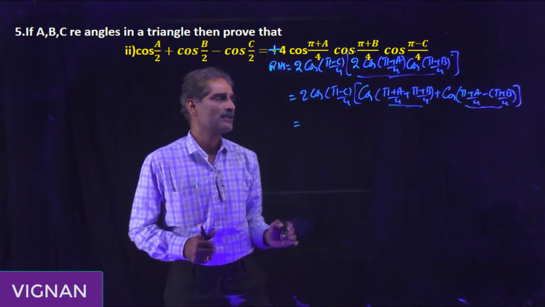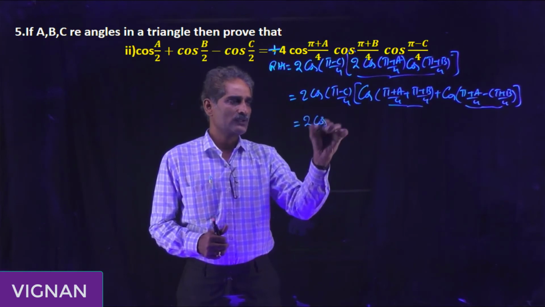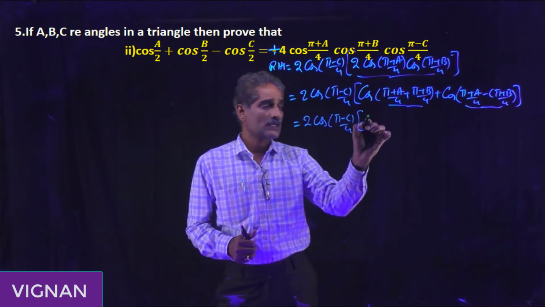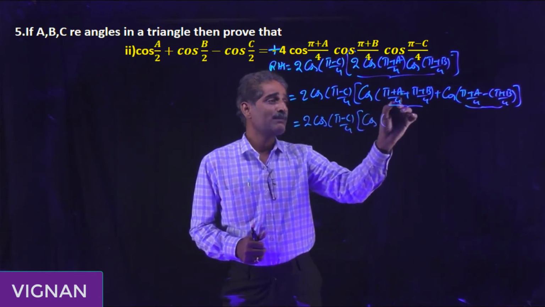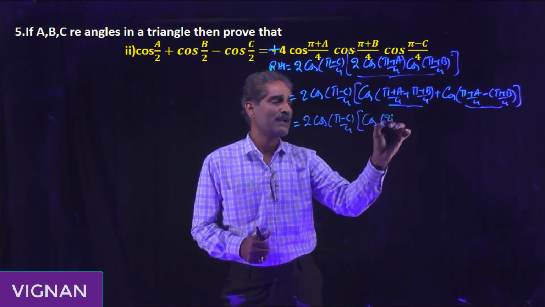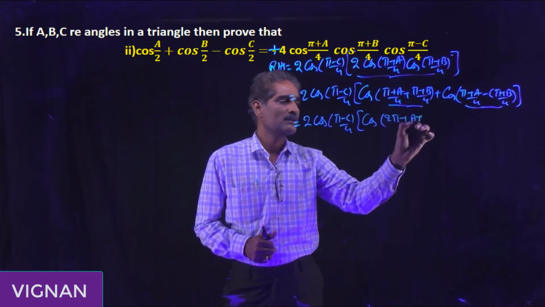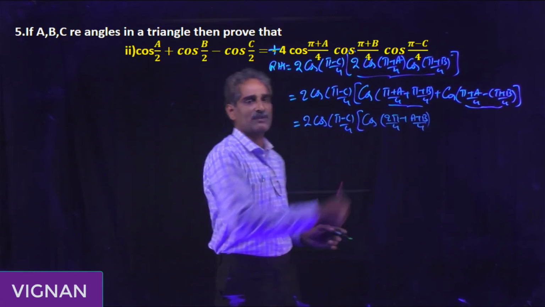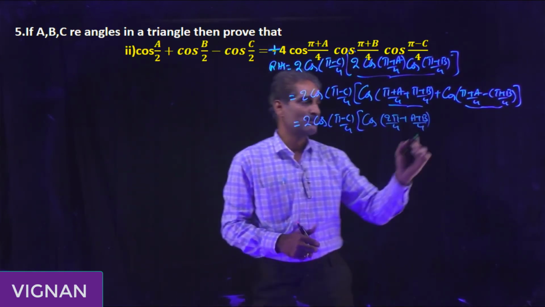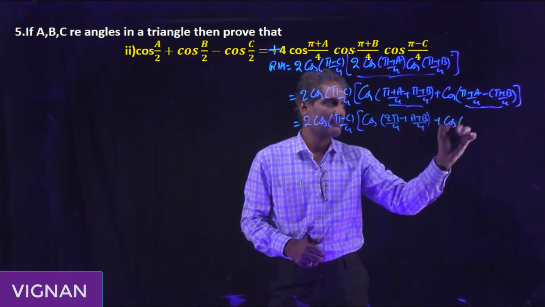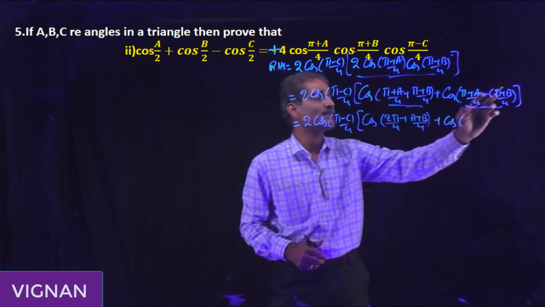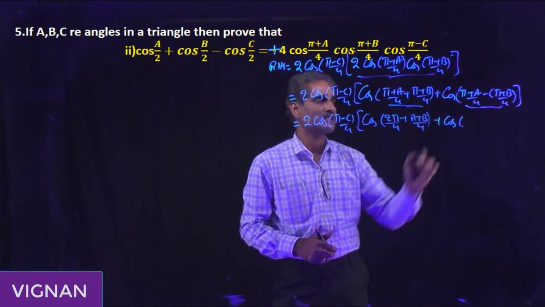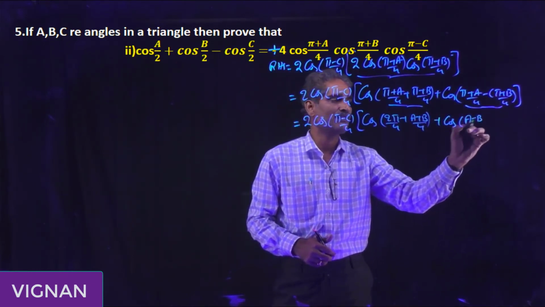So here 2 into cos of (pi minus C) by 4 into cos of (pi plus A plus pi plus B), that is 2 pi plus A plus B, the denominator is 4 for both the terms. So separate the denominator: 2 pi by 4 plus (A plus B) by 4, plus cos of (pi plus A) by 4 minus (pi plus B) by 4. That means minus pi minus B. Minus pi plus pi will get cancelled. Then the remaining term is (A minus B) by 4.